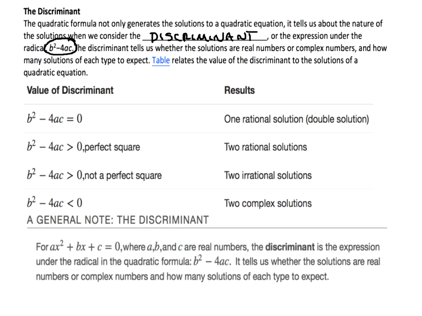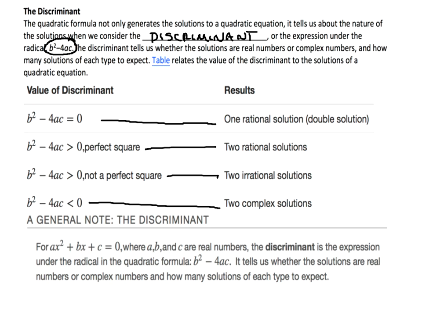Because there are different ways that a parabola can cross or not cross the x-axis. So if your discriminant, b squared minus 4ac, is equal to 0, you're going to have one rational solution. If it's greater than 0 and a perfect square, you're going to have two rational solutions. If it's greater than 0 and not a perfect square, you're going to have two irrational solutions. And if it's less than 0, you're going to have two complex or imaginary solutions.